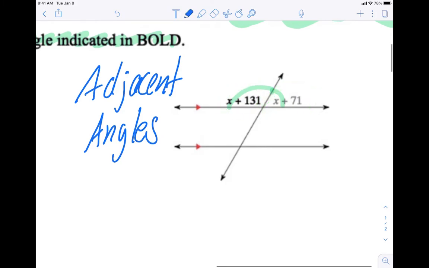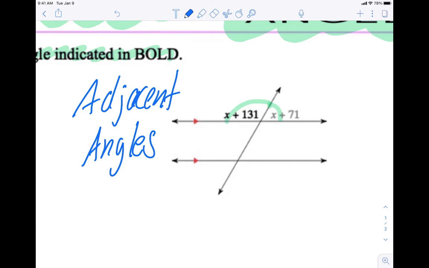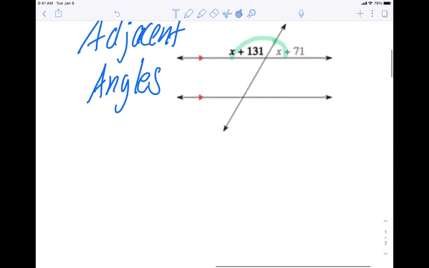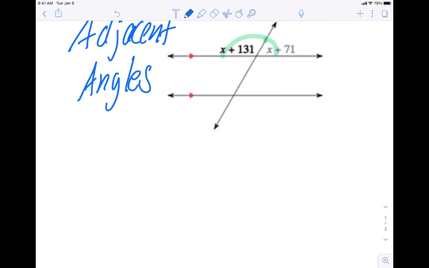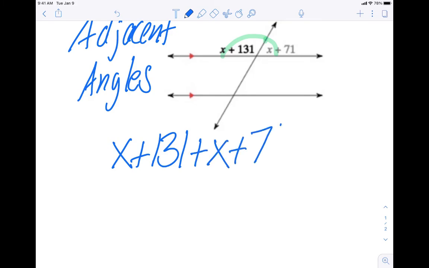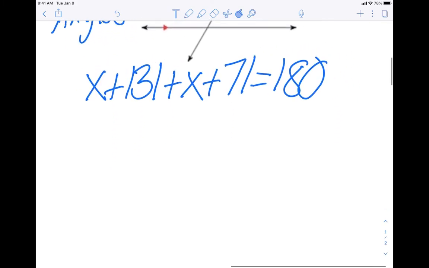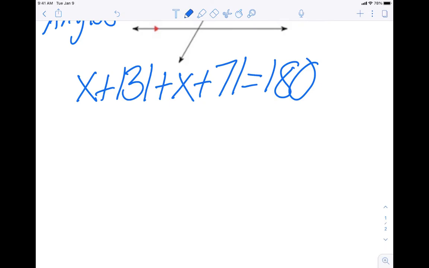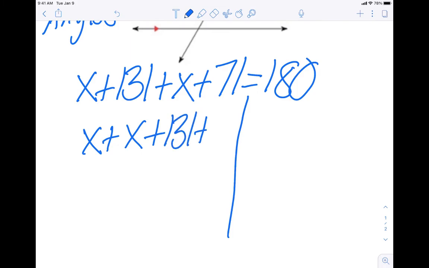So let's move here if I can. All right, let's move here. So x plus 131 plus x plus 71 is equal to 180. And I'm going to combine like terms. Right? So I'm going to draw my x's together first. X plus x. I'm going to write them plus my regular numbers, 131 plus 71.